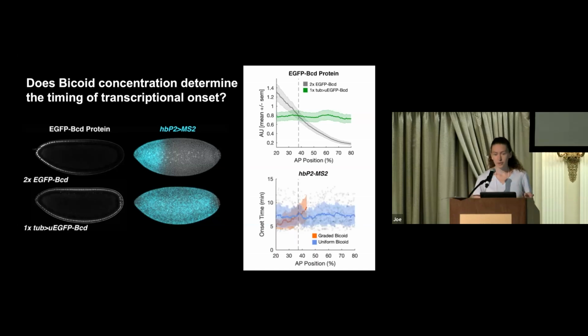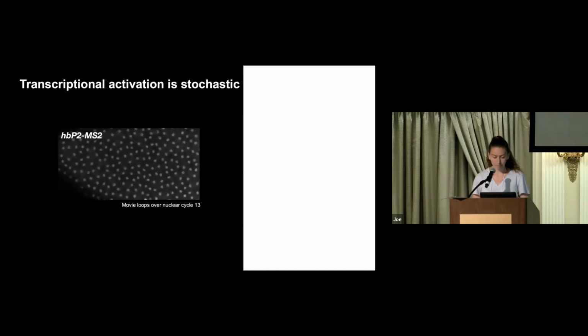I then quantified transcriptional onset times in both the graded and uniform lines, and this quantification shows the onset times distributions overlap around 37% egg length. So this experiment demonstrates that Bicoid concentrations are very precisely determining the mean and variance of transcriptional onset times. So onset times are informative about the regulatory role of Bicoid concentrations. How can I model them?